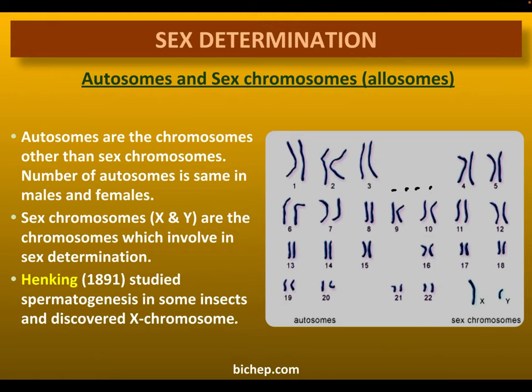Hello friends, so here we are once again with a new topic, sex determination. The topic we covered in the last lecture was the chromosomal theory of inheritance, that too with a specific experimental proof by Morgan. Now in this lecture we are going to see sex determination, that is determining whether the developing embryo will become male or female.